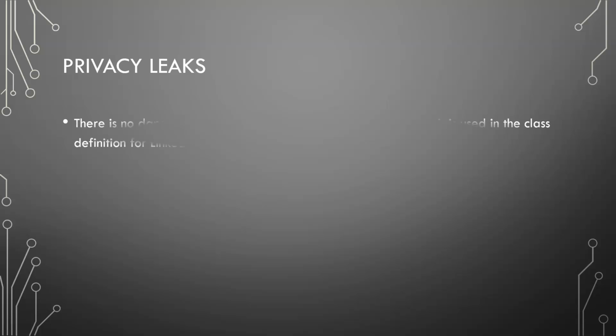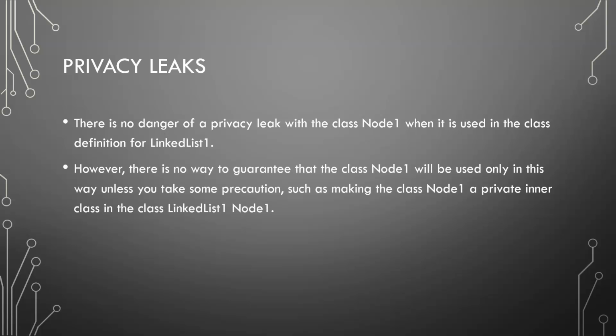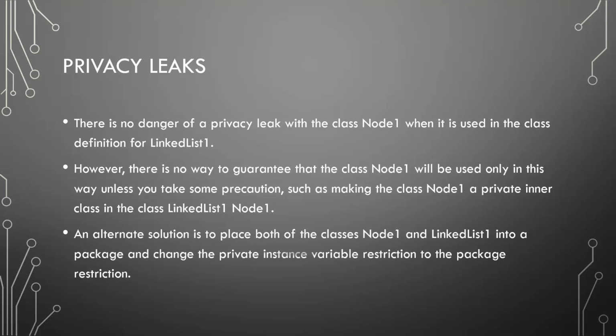Additionally, there is no danger of a privacy leak with the class Node1 when it is being used in the class definition for LinkedList1. So technically, the way we have it structured right now, we're golden. However, there's no way to guarantee that the class Node1 will be used only in this way. If I were to make a different class and structure it differently, unless some precaution is taken, such as the aforementioned private inner class, you're going to run into some issues. An alternate solution is to place both of the classes Node1 and LinkedList1 into a package, and then change the private instance variable restriction to a package restriction, so they're only valid within that package.